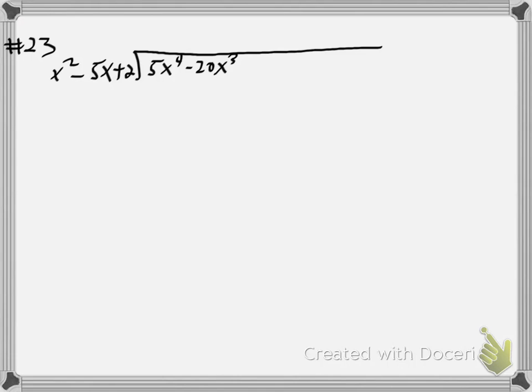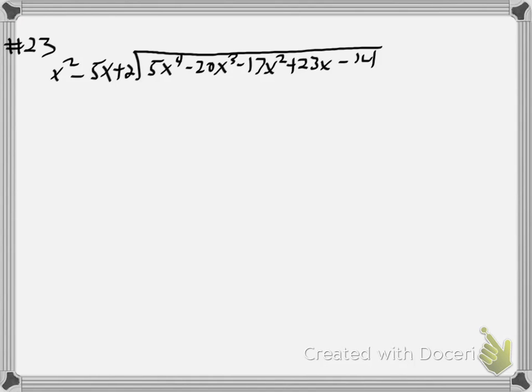And the question, you can look on your paper on number 23, but I'm going to put x squared minus 5x plus 2 as the divisor, and the dividend is 5x to the fourth minus 20x to the third minus 17x squared plus 23x and then minus 14. I just got to be really careful when I do this.